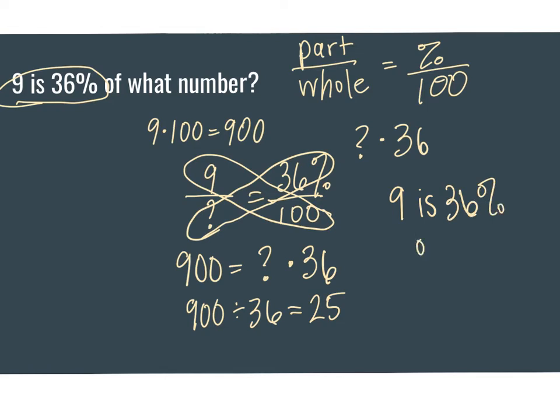So our official answer is 9 is 36% of 25. And if we wrote our equivalent fractions, it would be 9 over 25 is equal to 36% over 100.